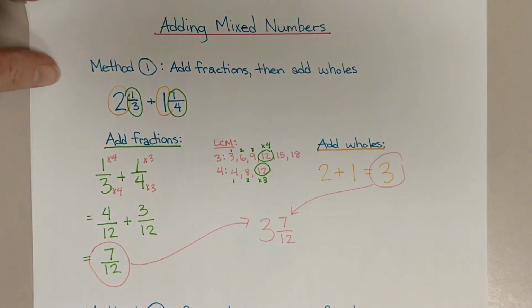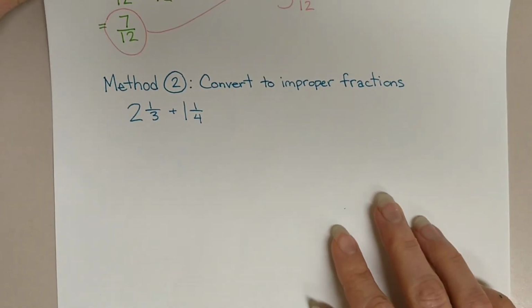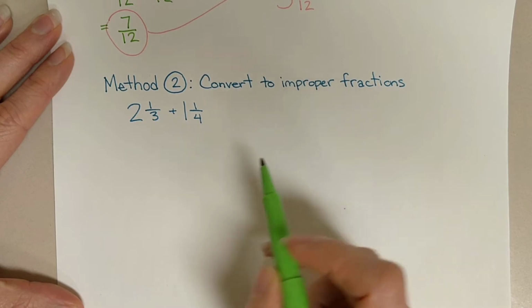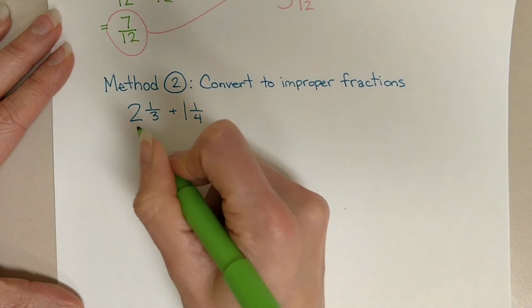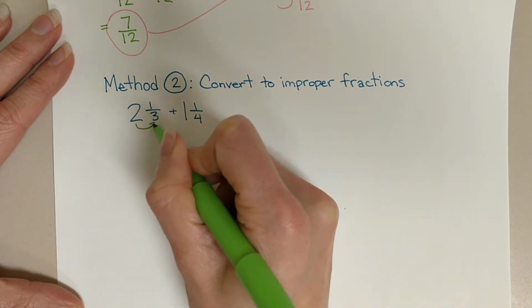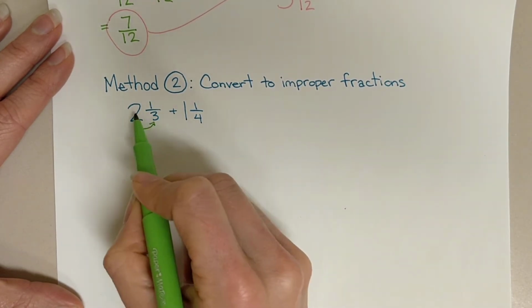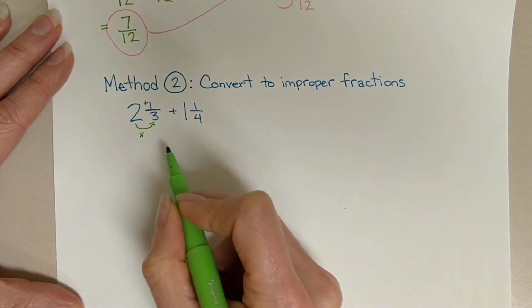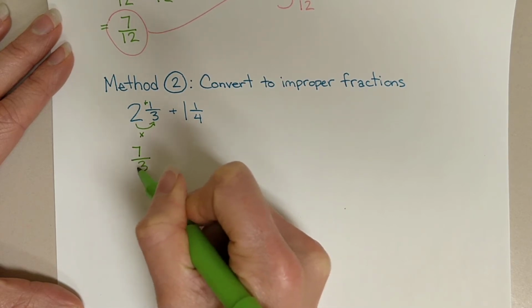Now we are going to look at method 2, which is to convert to improper fractions. So in this method, I'm going to convert both of these mixed numbers into improper fractions, then I'm going to add them together. So first things first, I'm going to convert these to improper fractions. So I'm going to do 2 wholes times 3 pieces per whole. So 2 times 3 would give me 6, and then I add on this 1 on top. So 6 plus 1 gives me 7, and I keep my denominator the same.